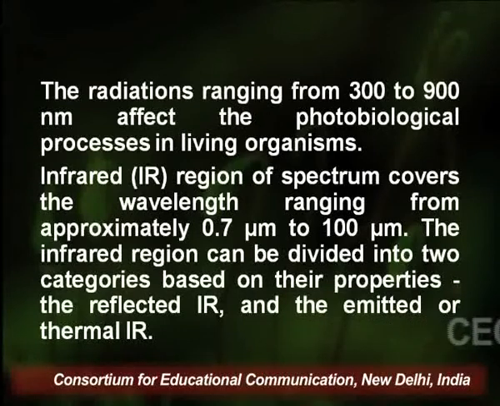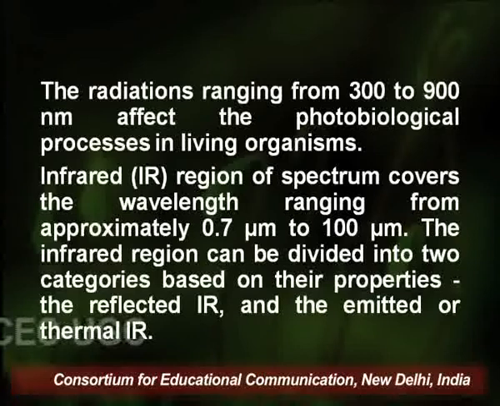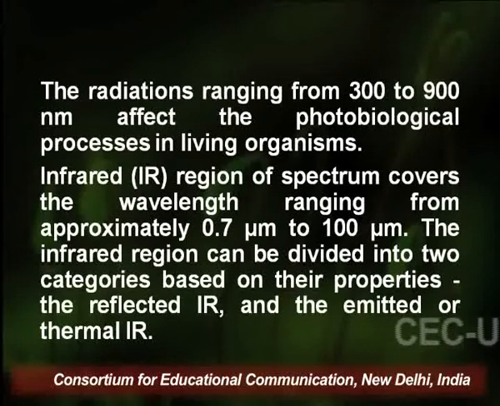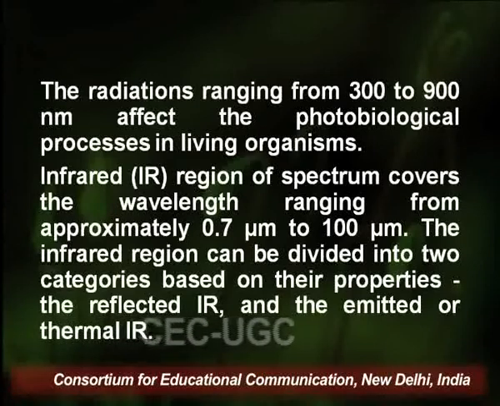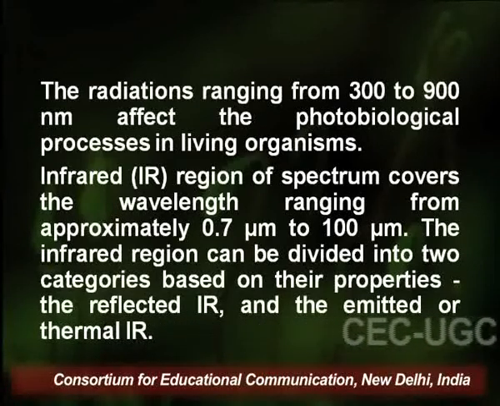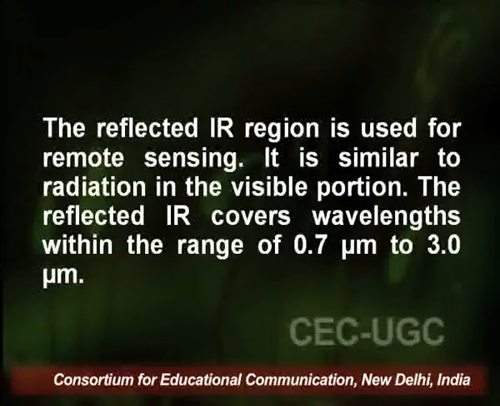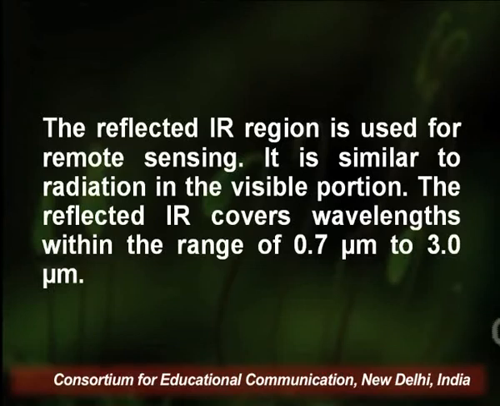Now, infrared region or IR region of the spectrum covers the wavelength ranging from approximately 0.7 micrometers to 100 micrometers. The infrared regions can be divided into two categories based on their properties: the reflected infrared and the emitted or the thermal infrared. So, there are two types of infrared wavelength regions. The reflected IR region is used for remote sensing. It is similar to radiation in the visible portion. The reflected IR covers wavelengths within the range of 0.7 micrometer to 3 micrometers.